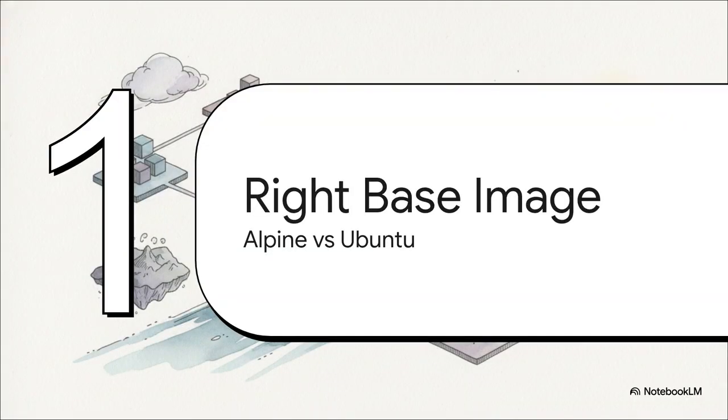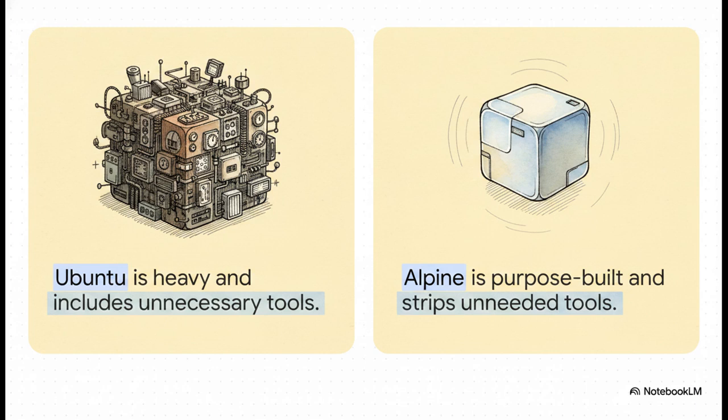Moving right along to Section 2, choosing the right base image. So how do we actually fix this? There's a stark contrast here. On the one side, we have our Ubuntu base image. It's overkill, heavy, packed with generic OS tools. On the other side, we have an Alpine, or Slim, base image. These Alpine images are purpose-built specifically for Docker environments.